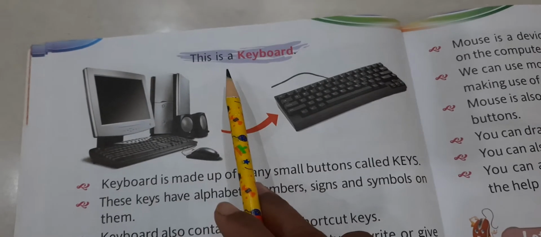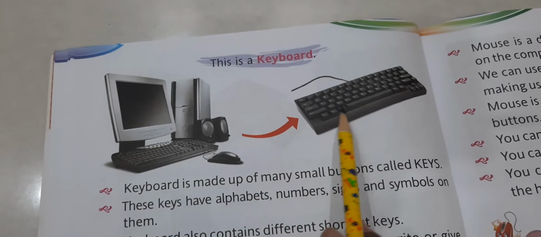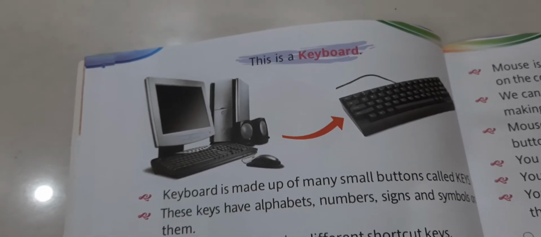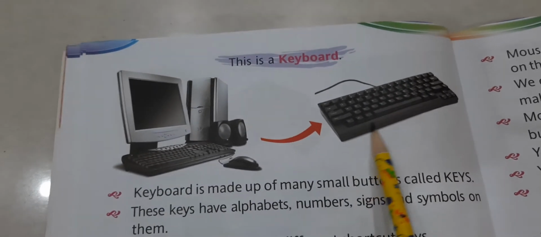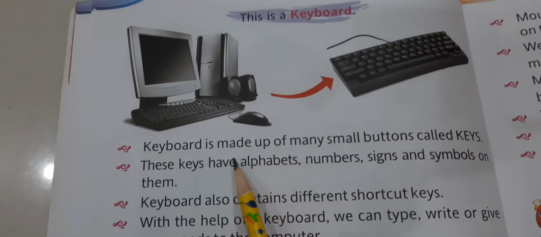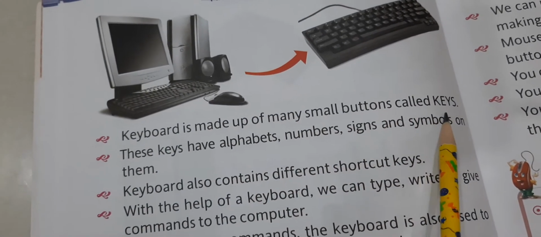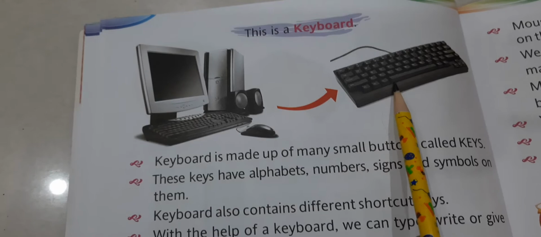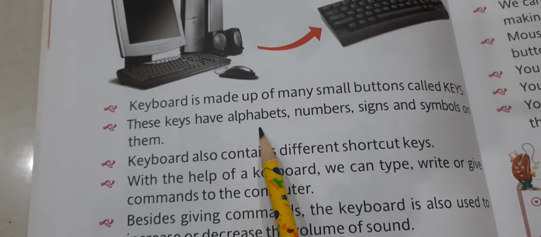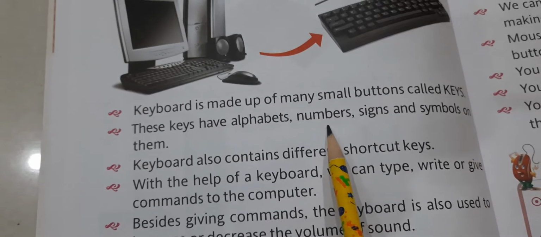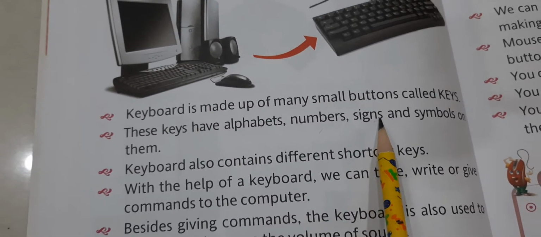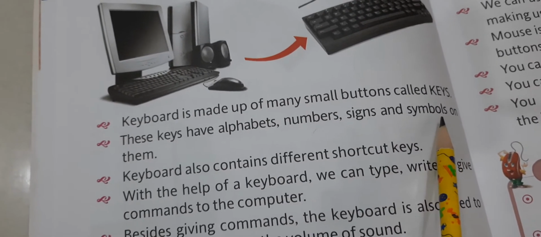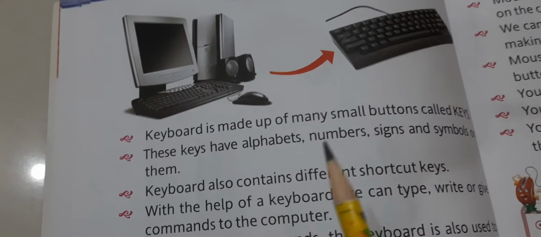Now today we will study about keyboard. Okay, this is a keyboard. I have shown you in the video also, in which I had shown you all the parts of the computer. So this is a keyboard. Keyboard is made up of many small buttons called keys. What do we call these small buttons which we press? Keys. These are called keys. These keys have alphabets, numbers 1, 2, 3, 4, etc. Signs like plus, minus, underline, and symbols like the asterisk symbol, then other symbols are there.